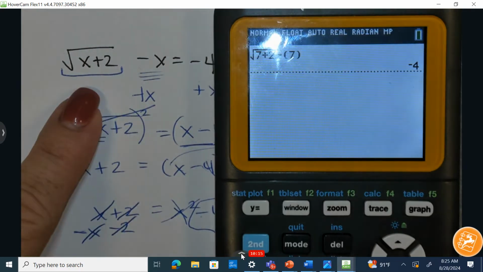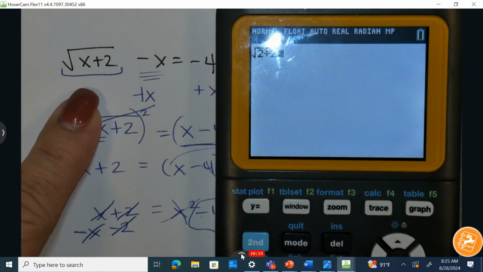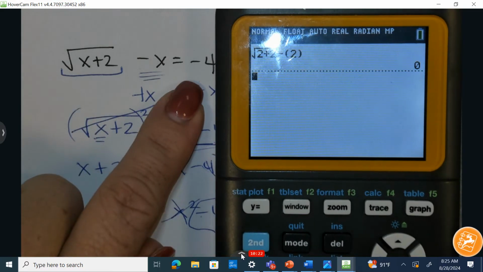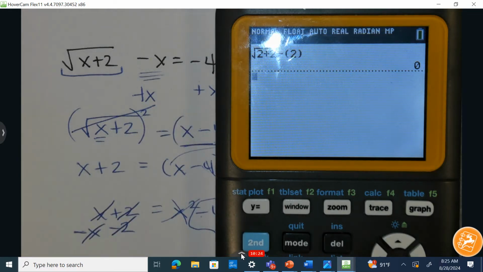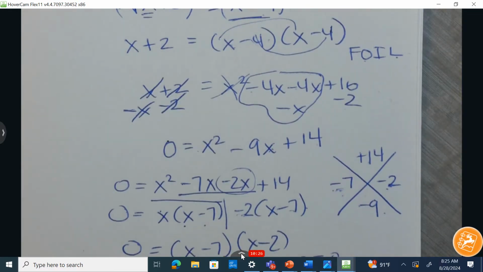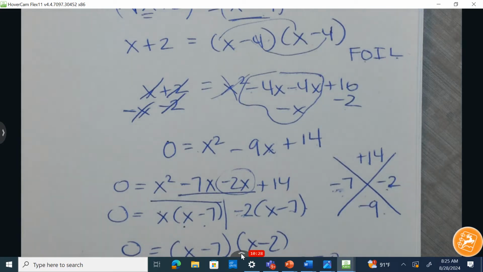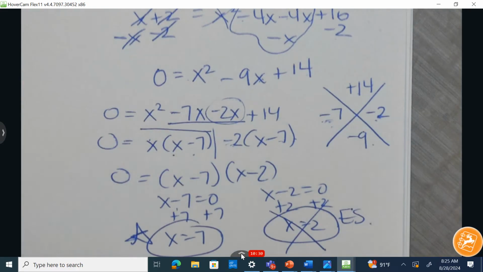I'm now going to check 2. Could you use mental math here? Absolutely. 2 plus 2, move outside of the radical, minus a 2. I want an answer of negative 4. Did it work? It did not work. What does that mean? Please cross this out. We're going to put a capital ES. This means this is an extraneous solution. It's an example of an answer. You did all the math right, but when you plugged it back in, it did not work.